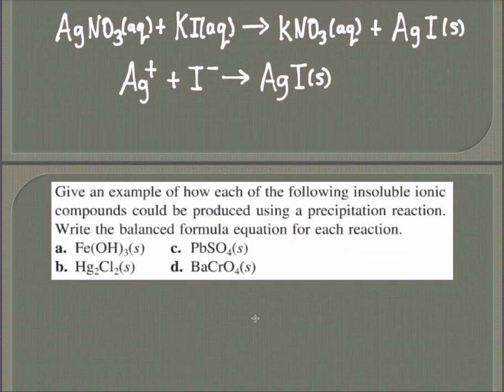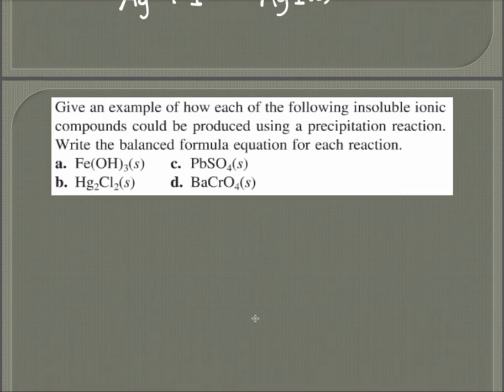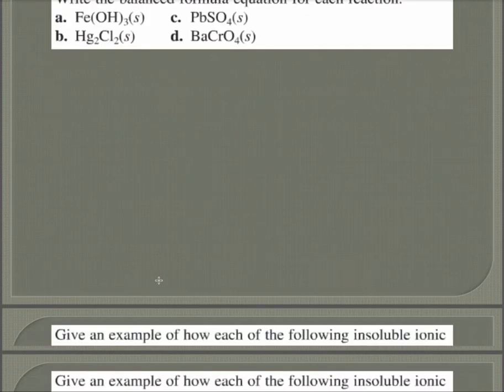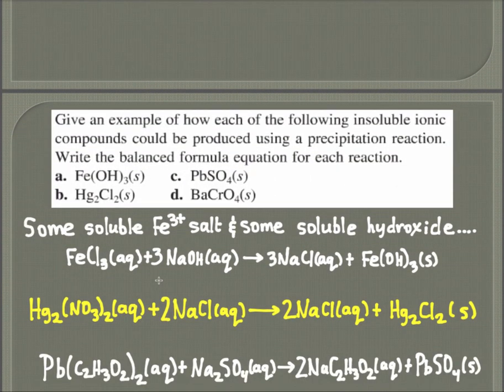And give an example of how each of the following insoluble ionic compounds could be produced using a precipitation reaction. Write the balanced formula equation for each. How am I going to make iron sulfide solid? Well, how about if I took some iron 3 plus ion and poured it together with some strong base, sodium hydroxide water? What if I took some magnesium nitrate?